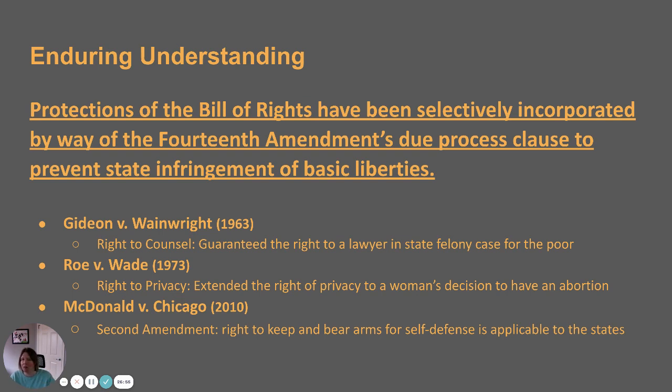So what is selective incorporation? Let's define that real quick. Incorporation is applying the Bill of Rights to the states, and we call it selective incorporation because it's been done on a piecemeal or case-by-case basis. So today in 2021, most of the rights in the Bill of Rights have been applied to the states, but it's still been a case-by-case basis, hence the word selective incorporation.